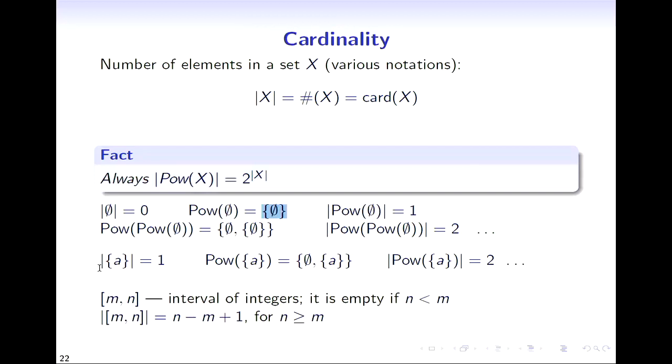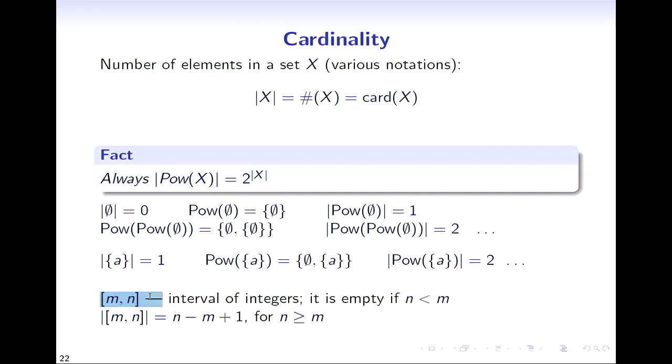This is the notation for cardinality. Then one more notation for an interval of integers. We use these square brackets. This really is standard notation, which you would find everywhere when someone talks about an interval.